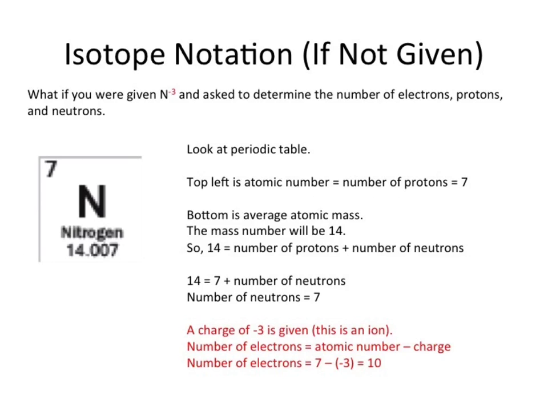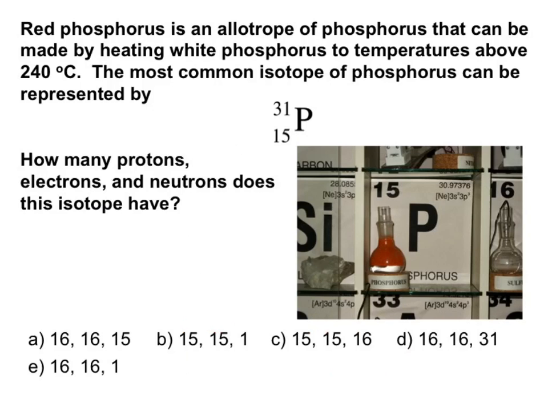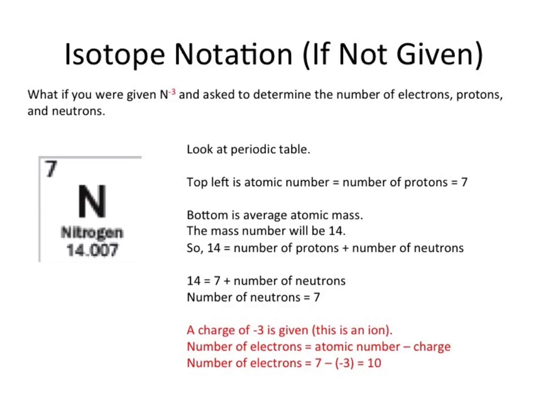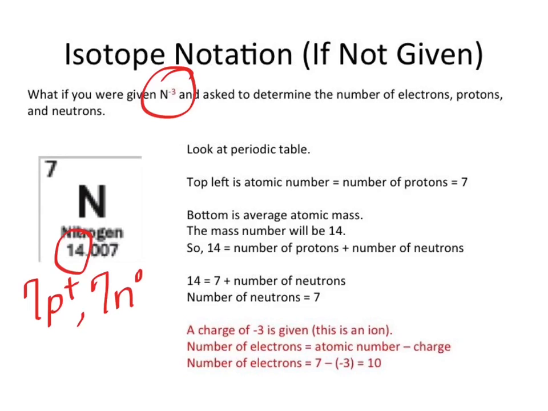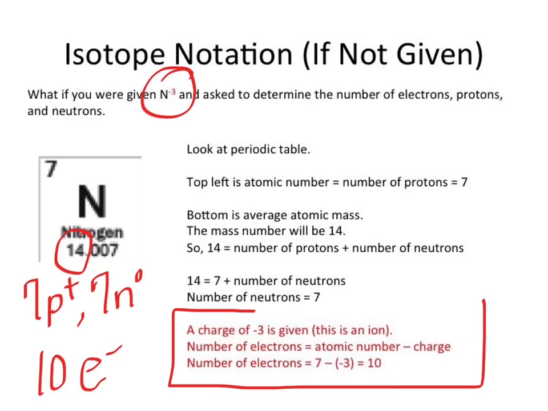Okay, here's one: if it says you have a charge of -3, you have nitrogen with a -3 charge. So we're going to assume that we have 14 as our mass, which means we have 7 protons, 7 neutrons, and now if it has a -3 charge, how many electrons does it have? 10. Okay, again, if you need the mathematical how to do that, it is right there.